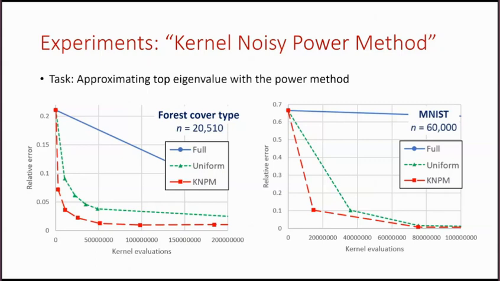The methods we compare are, in blue, the full power method. As you can see, it is very slow. In green, uniform is a baseline based on uniformly random sampling. It is not asymptotically faster than the full power method, but as you can see, it is empirically much faster. And in red, kernel noisy power method, our method is even faster in converging to the top eigenvector and eigenvalue.